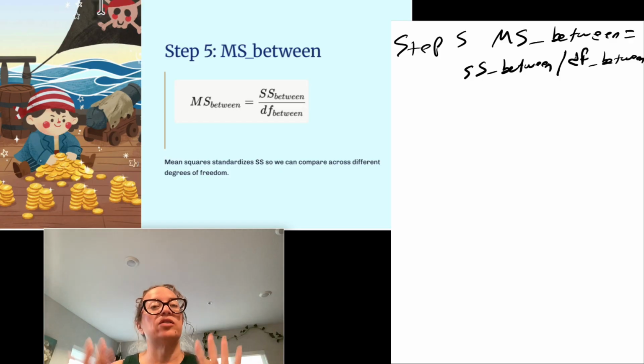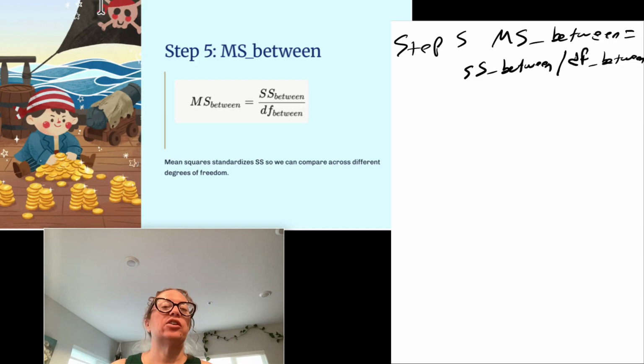And this standardizes the sum of squares so we can compare things that have different degrees of freedom. Okay, because if things have different degrees of freedom, it turns them into apples and oranges. So we have to standardize the degrees of freedom. It converts a total into an average, which is, of course, what the mean in mean squares means.